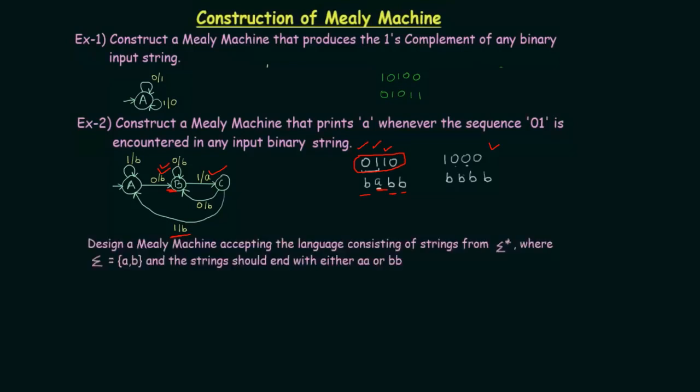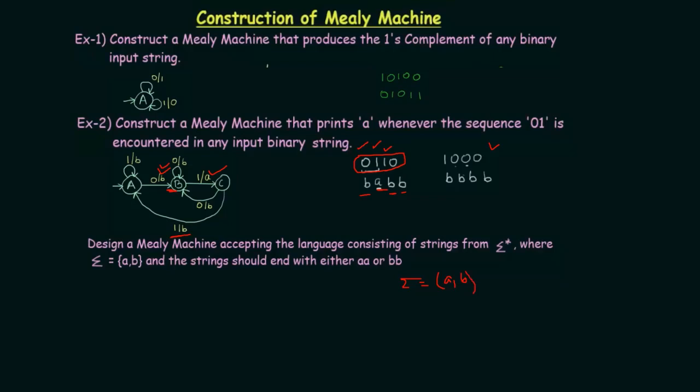In the next one, we are going to see a little more complex problem. The next example says: design a Mealy machine accepting the language consisting of strings from sigma star, where sigma is {a, b}. The string should end with either aa or bb. Sigma star itself means the same thing: whatever it gets can be repeated again. So the input alphabets are a and b.